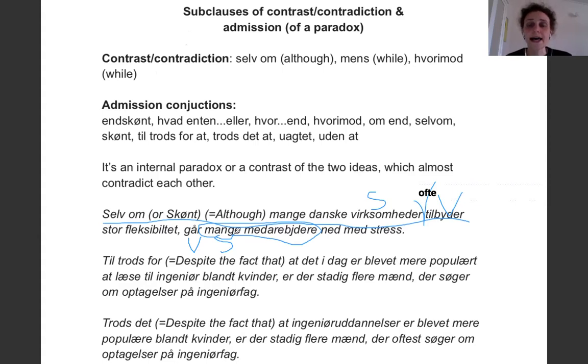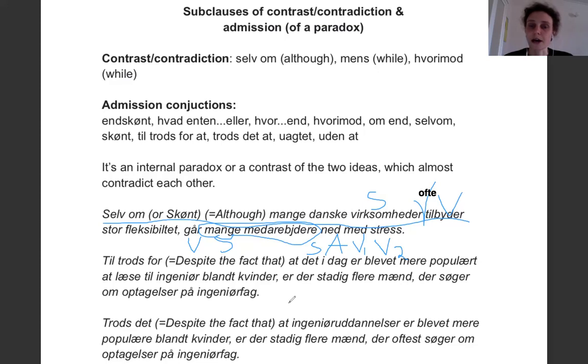Til trods for at det i dag er blevet mere populært at læse til ingeniører blandt kvinder, er der stadig flere mænd, der søger om optagelse på ingeniørfag. Despite the fact that it has become more popular today to study at an engineer program among women, there are still more men who apply for engineering programs. So til trods for at means despite the fact that. And then I have a subclause scenario, which is subject, optional field. Here it's an object. And then first verb, and then second verb.